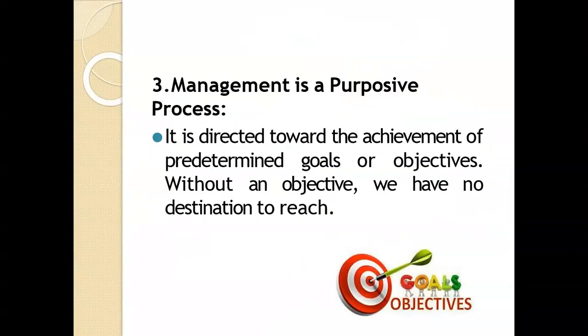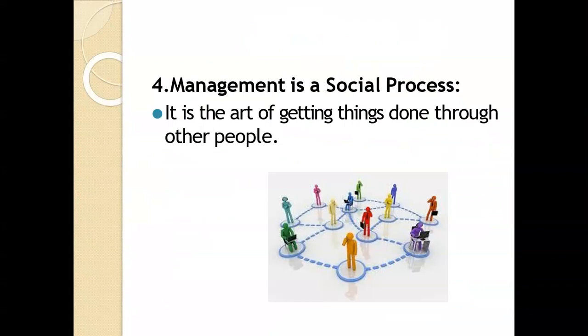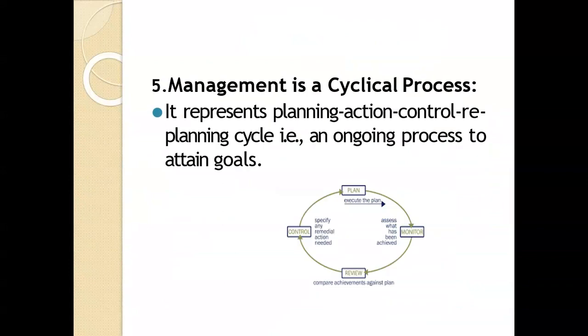And what is the purposive process? It means there are predetermined goals or objectives. Without them we have no destination to reach. And management is a social process, right? Since the human factor is the most important among other factors, management is concerned with developing relationships among the people. So it is the duty of management to make interaction between the people productive and useful for obtaining organizational goals. And management is a cyclical process. It is planning, action, controlling, and again replanning. It is a cycle, an ongoing process to achieve the goals of the organization.